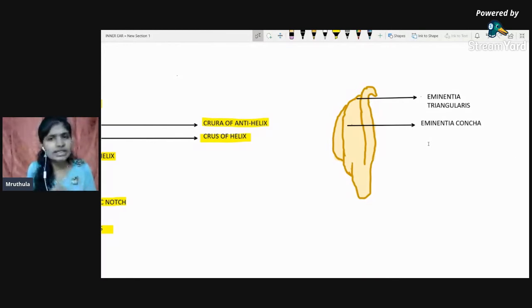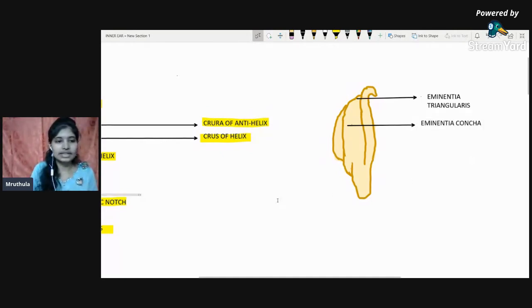So what is eminentia triangularis? On the anterior aspect, just try to recollect, we saw the fossa called triangular fossa, and exactly opposite on the medial aspect, it is called eminentia triangularis. Why eminentia? It is an eminence. And eminentia conchae is just above, on the opposite aspect of the cymba concha. So that is cymba concha on the lateral aspect and eminentia conchae on the medial aspect.